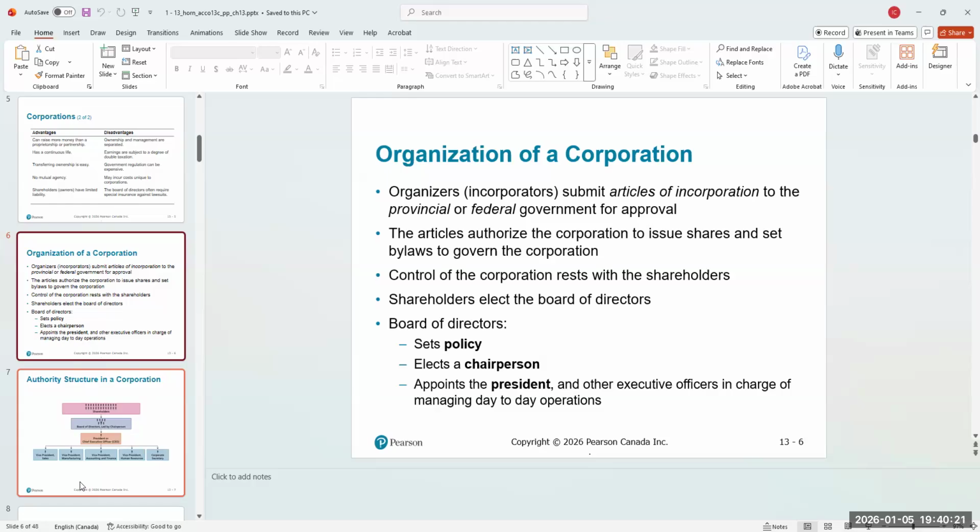It's going to explain the control of the corporation, which rests on the shareholders. Shareholders have to elect a board of directors. Now, even if you have 2 shareholders, one of the shareholders will be director, the other one will be secretary. Those 2 directors are going to set the policy. They're going to elect the chairperson. They're going to appoint the president of the company. Again, if you're a simple private corporation, formally those terms still exist.